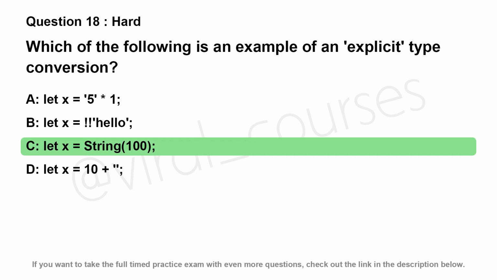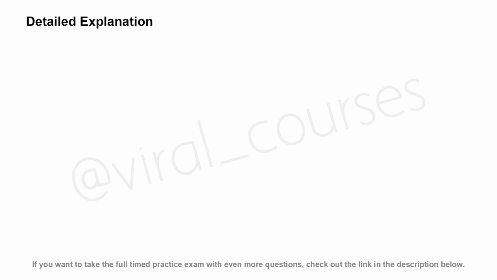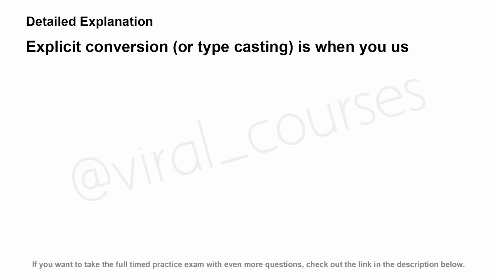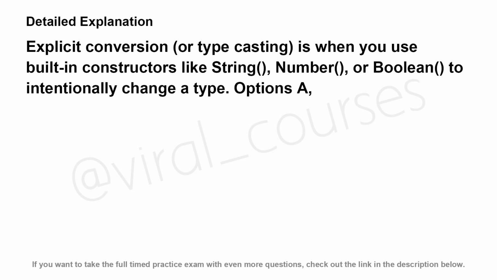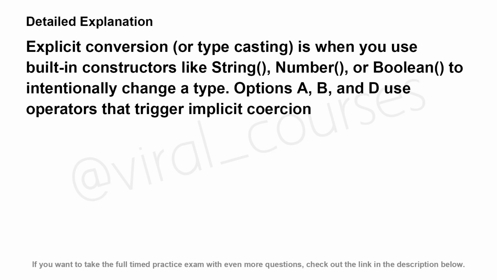The correct answer is C. Explicit conversion, or typecasting, is when you use built-in constructors like String, Number, or Boolean to intentionally change a type. Options A, B, and D use operators that trigger implicit coercion.